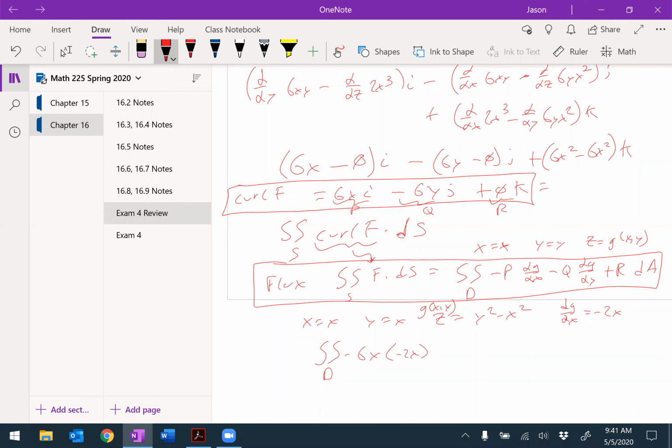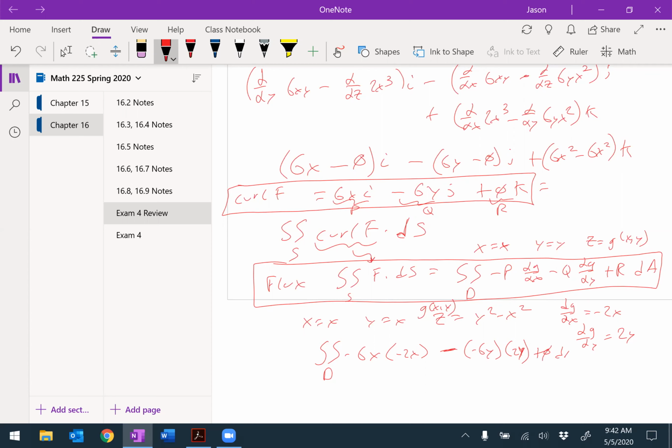Okay, and then minus q. Well, what was q in this case? Q was negative 6y. Okay, and then what's dg dy? Well, dg dy is equal to this thing with respect to y, which is 2y. So that just goes in as 2y. Okay, and then what's r? R is 0. Okay, dA.